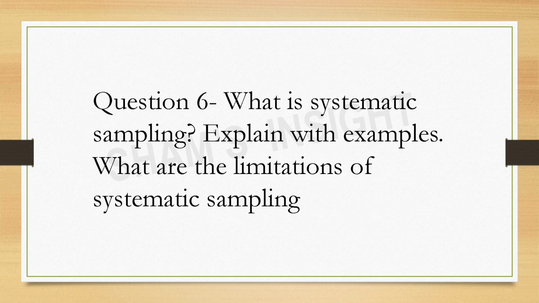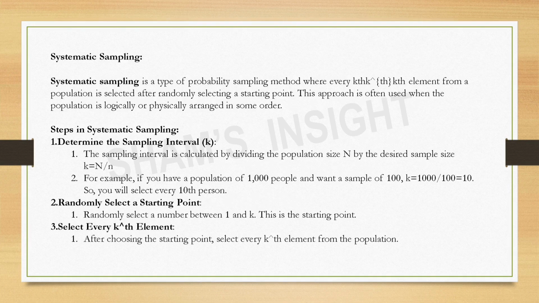Moving to the next question, that is, what is systematic sampling? Explain with examples. What are the limitations of systematic sampling? So in systematic sampling, first we have to find the kth term. We can find k by dividing the population size by sample size. So capital N is the population size and sample size is small n. Now let's suppose we have a population of 1000 people. Now we want a sample of 100. So k equals 1000 divided by 100, population size divided by sample size, we get 10. Now we'll select every 10th term from the population.